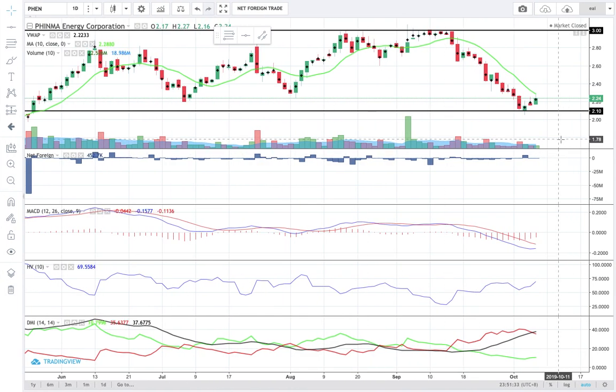So now, if you enter a new position on PHEN, that means you violated our evergreen strategy. But let's say you are there already and you violated the evergreen strategy. What should you do? Hold your position for now. Don't top up yet.